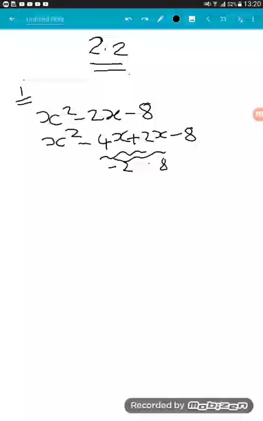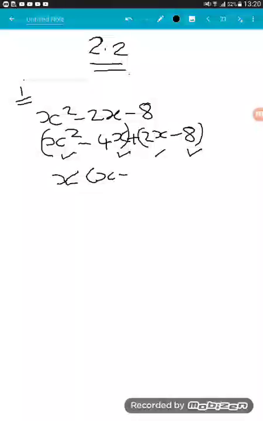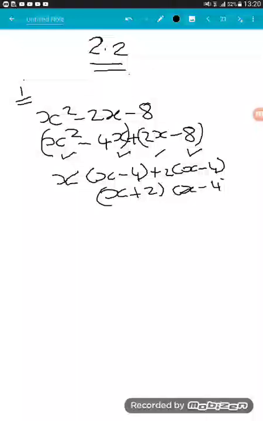So by this equation, if we solve, we put them in brackets and take common outside. So x is common over here, and 2 is common over here. So x you take common, means x minus 4 plus 2 x minus 4, x plus 2. x minus 4 equal to 0, x equal to minus 2, x equal to plus 4.